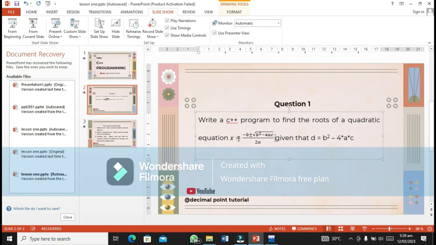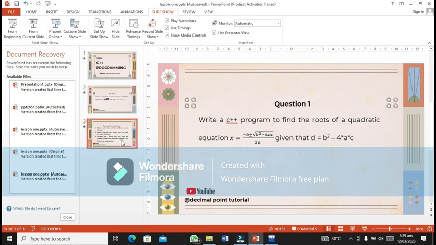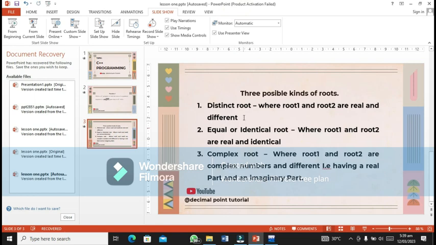Right? So now another thing I want us to look at is this formula here. D is equal to b squared minus 4ac. Remember we said we have three possible kinds of roots, right?